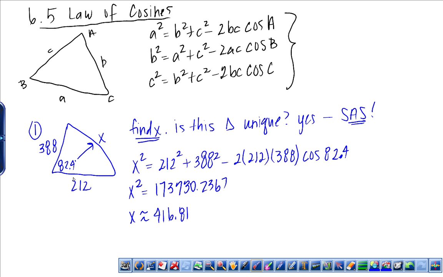I could not use Pythagorean because I don't have a right triangle. So therefore, I had to use the law of cosines. So this is what you should get. Pretty simple. All right, let's try another one.